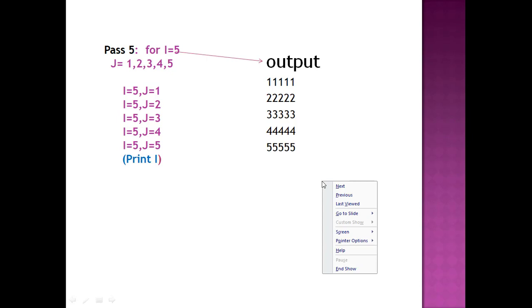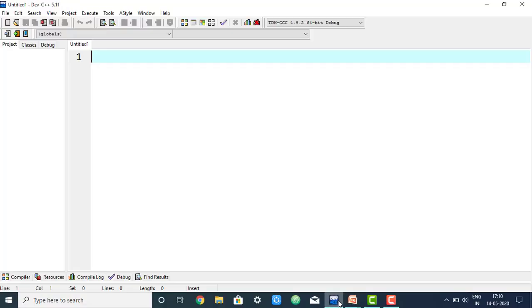So this is the complete output for all the passes. So let's have a look at the coding section.